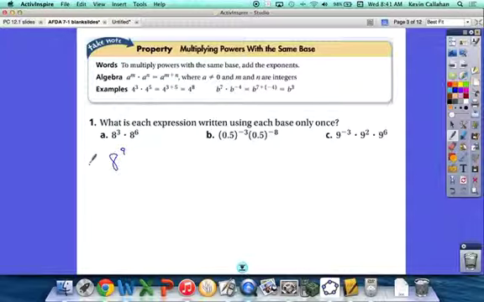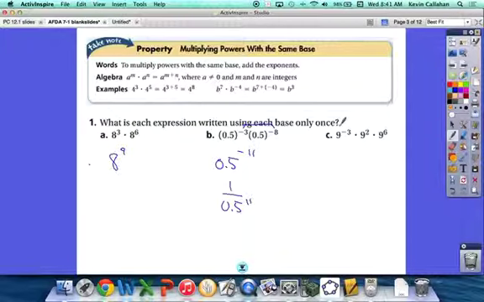Okay, let's see. 0.5 to the negative 3rd times 0.5 to the negative 8. In terms of the exponent, multiplying, what would I say? That would be 0.5 to the what power? 0.5, add the exponents. Negative 3 plus negative 8, negative 11. Okay, now get rid of the negative by what we did on the last slide. How do you resolve the negative exponent? Flip it to the denominator, right? So this is 1 over 0.5 to the positive 11.